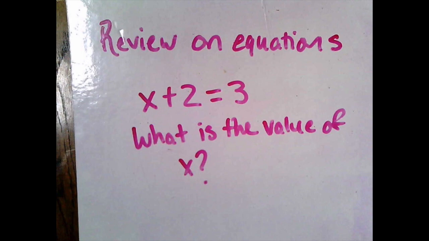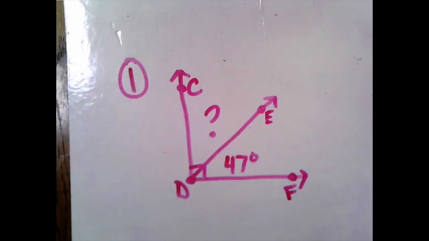When you looked at this, we're looking for the value of x. What does x equal? In order to find the answer, you had to do the opposite operation. So 3 minus 2 equals 1. Please keep this in mind while we're doing additive angles. So here's the first problem we're going to look at. As you can see, we have two angles put together to make a much bigger angle.